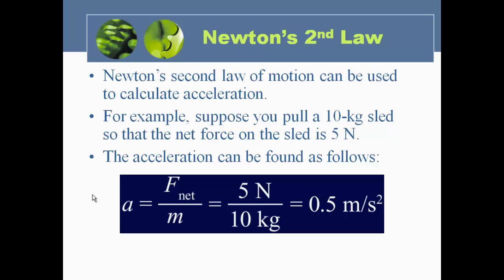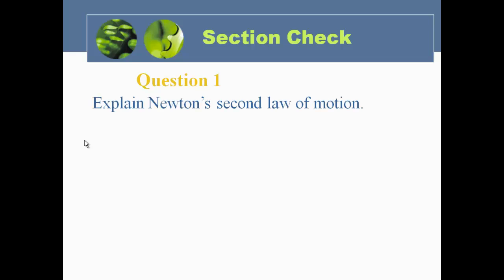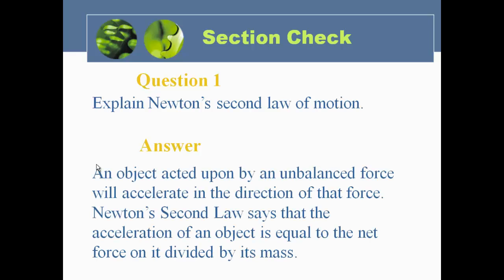I know I'm cruising through these here because I think the second law is fairly basic. So explain Newton's second law of motion. Nope, I wanted you to do that, but I gave you the answer here. An object acted upon by an unbalanced force will accelerate in the direction of that force. The second law says that the acceleration of the object is equal to the net force on it divided by its mass.